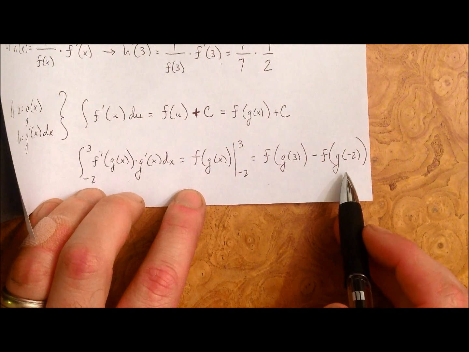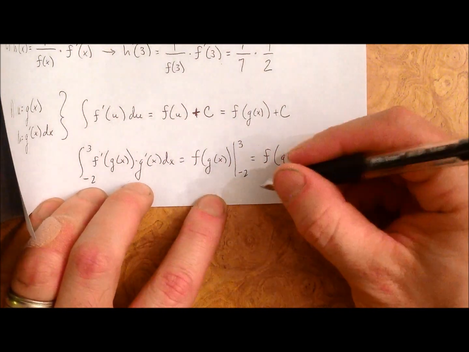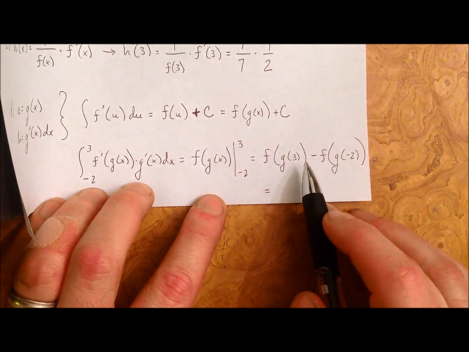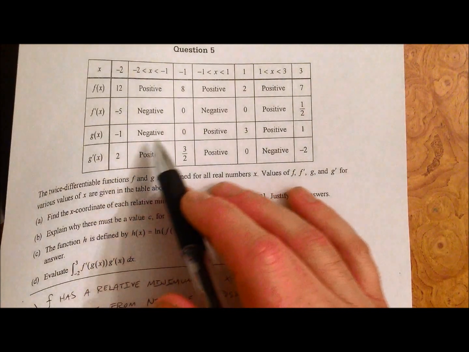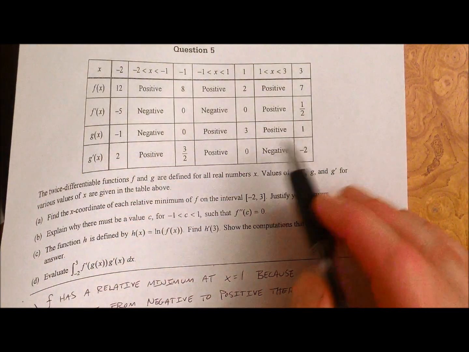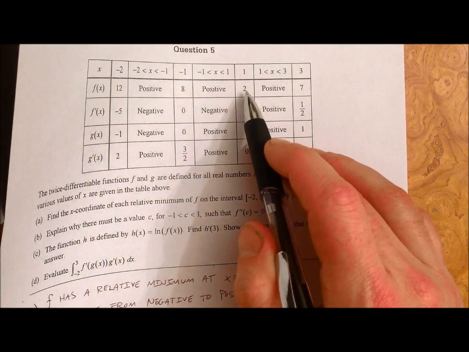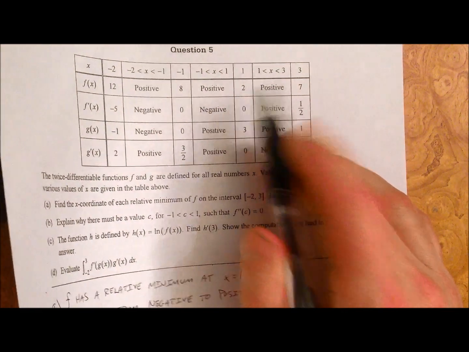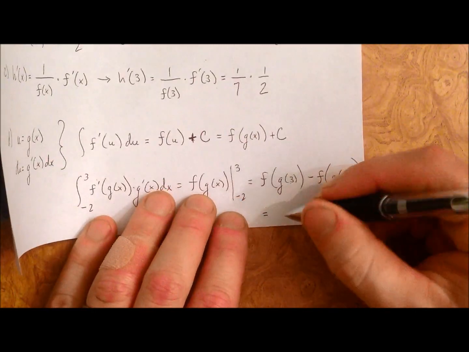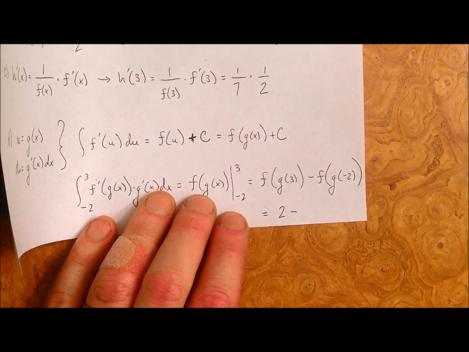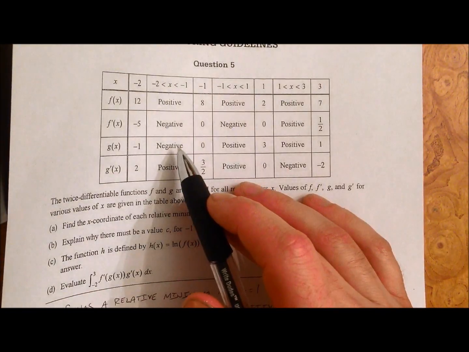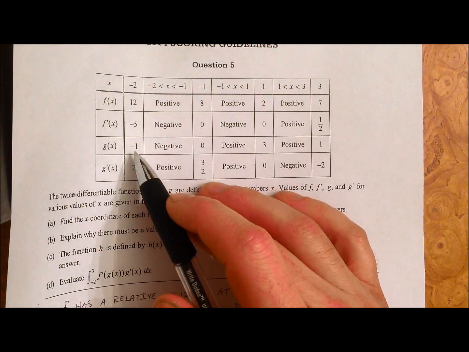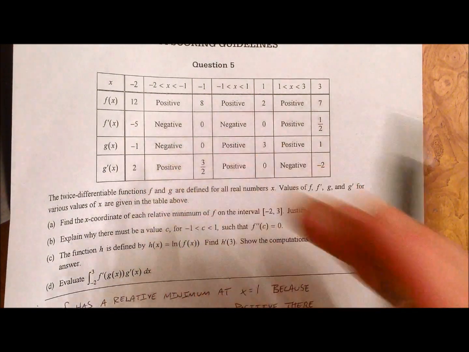Now here's not a final answer, you still have to put values in to get that. So it's a composite, you have to find g of 3 and then put that into f. So g of 3 is 1, f of 1 is 2. So that's going to be 2. Now g of negative 2 is negative 1, f of -1 is 8.